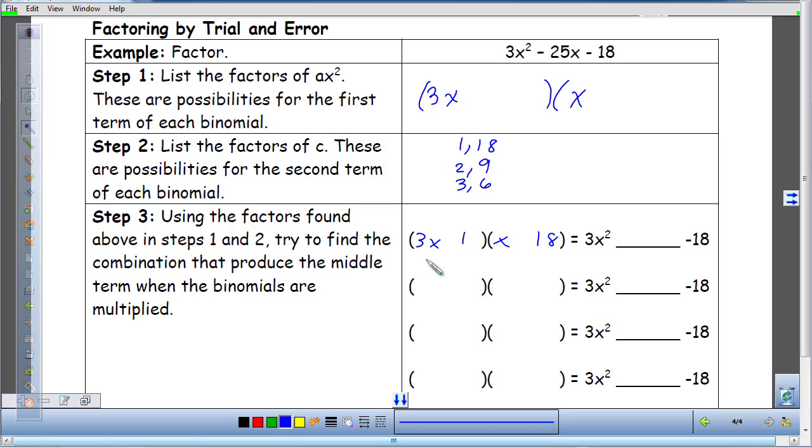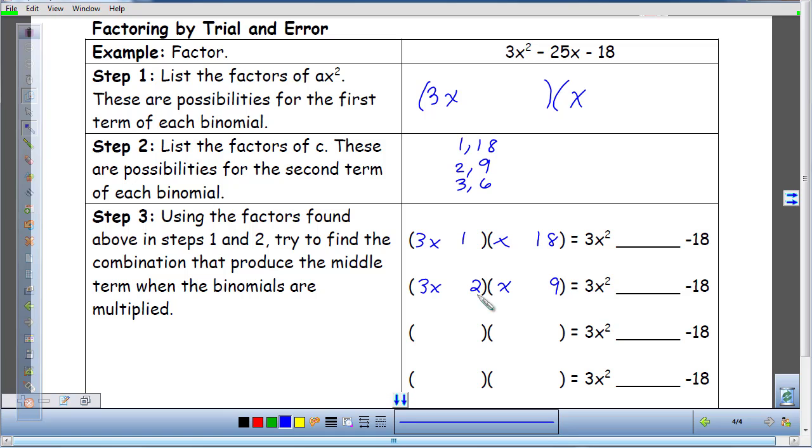Okay, so let's try 2 and 9. So 3x, let's say we put 2 here, x and 9. Does that work? 27, we could get 2. That might work, right? How could I put this? Where would I put the plus and the minus?